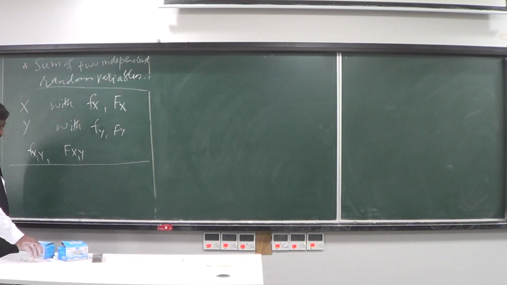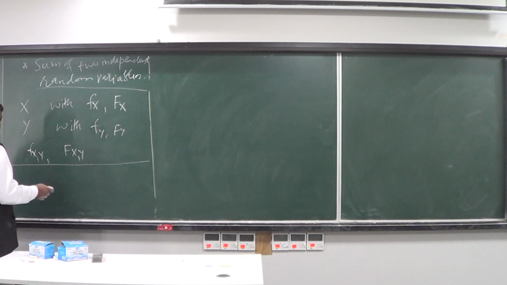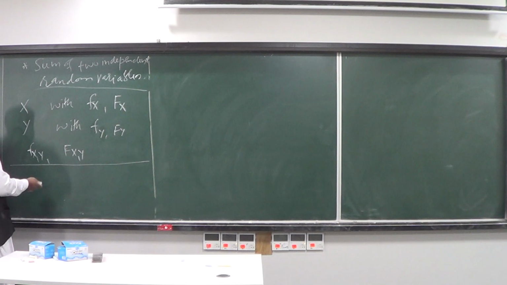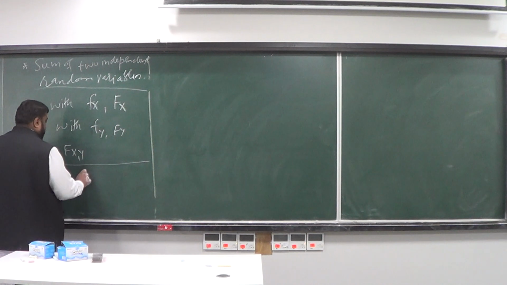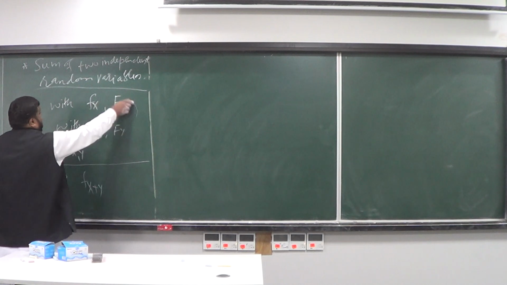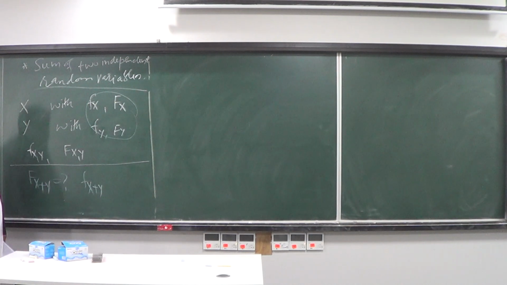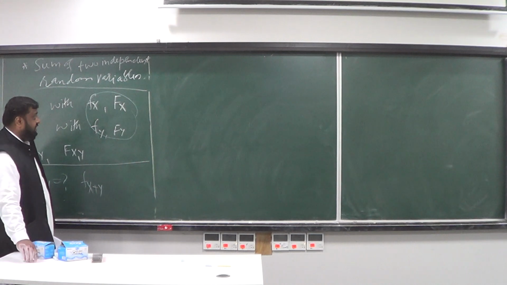So what is the next thing that I would like to show? We would like to have a formula for the CDF of the sum of such random variables and the PDF of the sum of such random variables in terms of these quantities, these 4 quantities. This is what I am interested in.